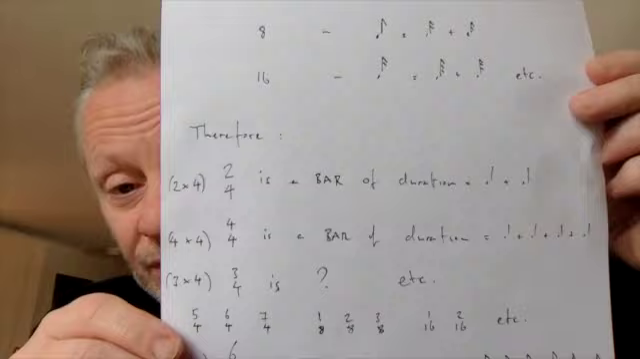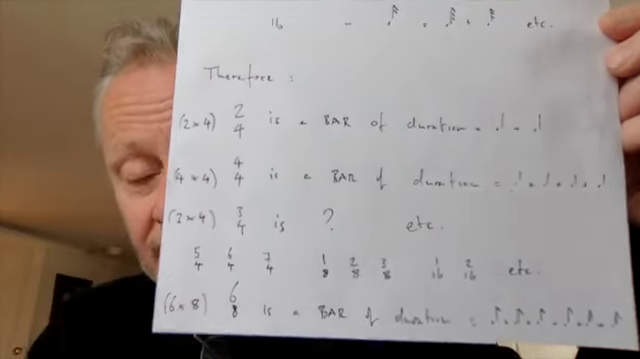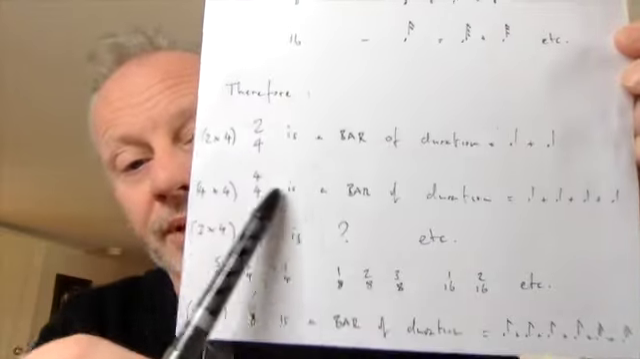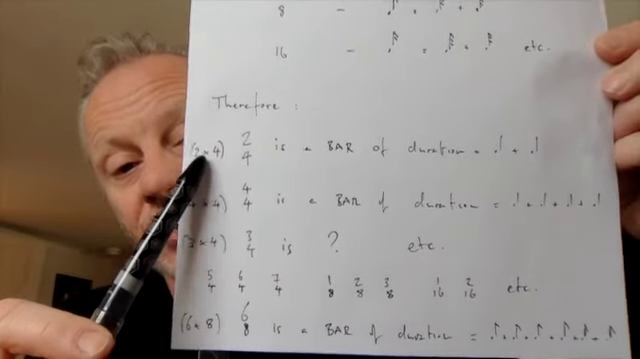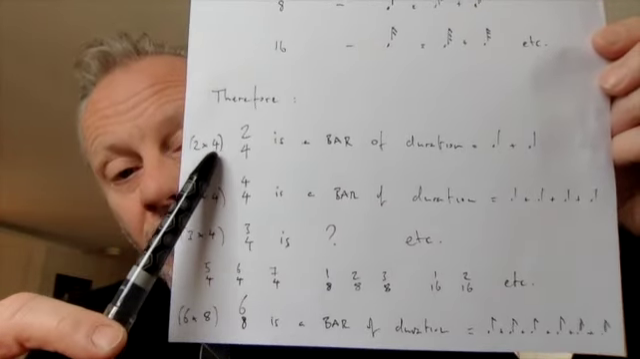Not much more to this, except I just want to point out what that looks like then in a time signature. So when you see a 2 and a 4, written like this, it basically means you've got 2 quarter notes.